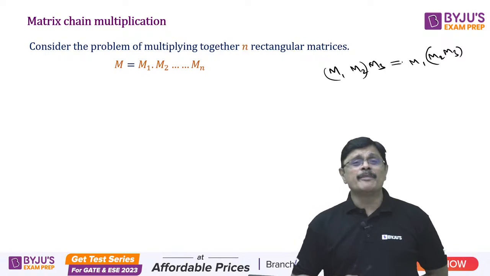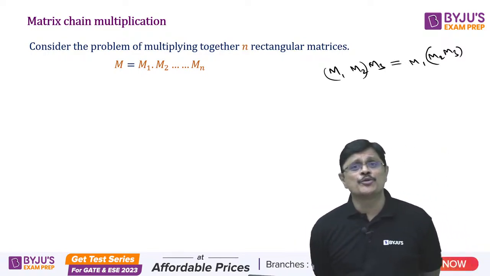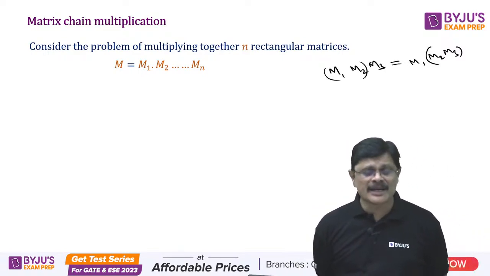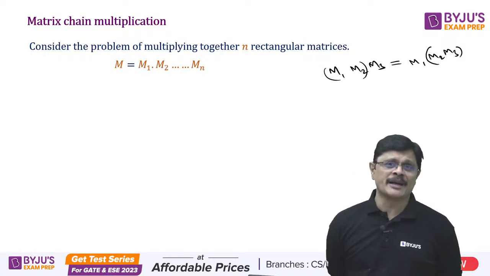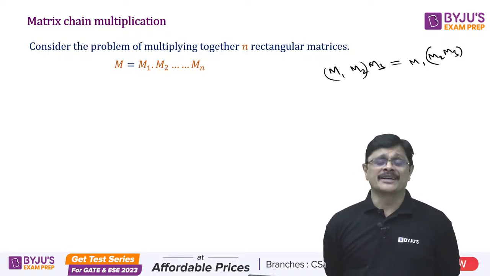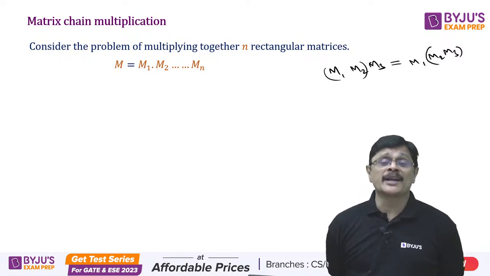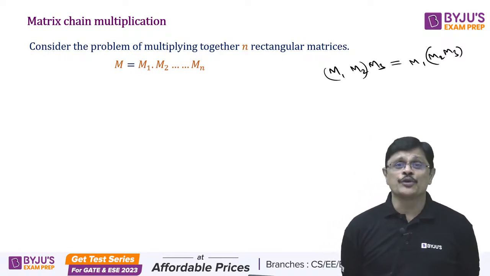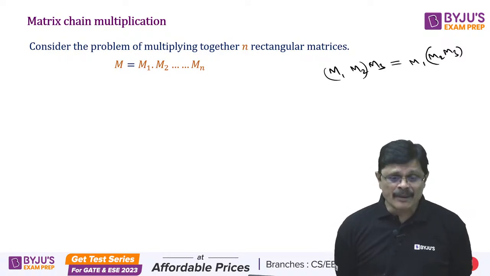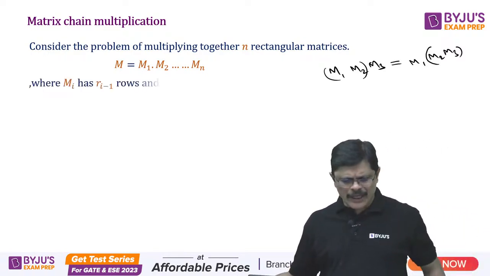Because matrix multiplication is associative, the order in which you multiply does not matter. Any order is fine, my dear friends. Okay, but some orders are cheaper than other orders. So which order is better, we need to identify. And for that, we are going to use what is known as dynamic programming approach. Let me give you the idea for this.